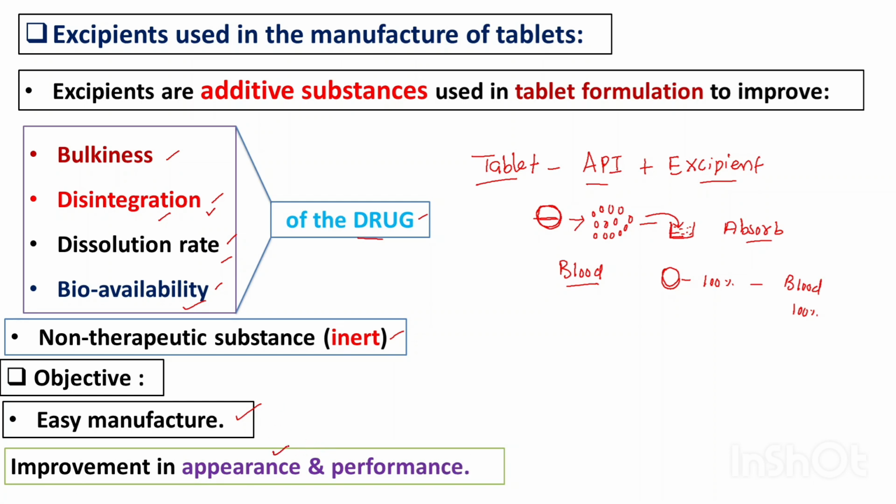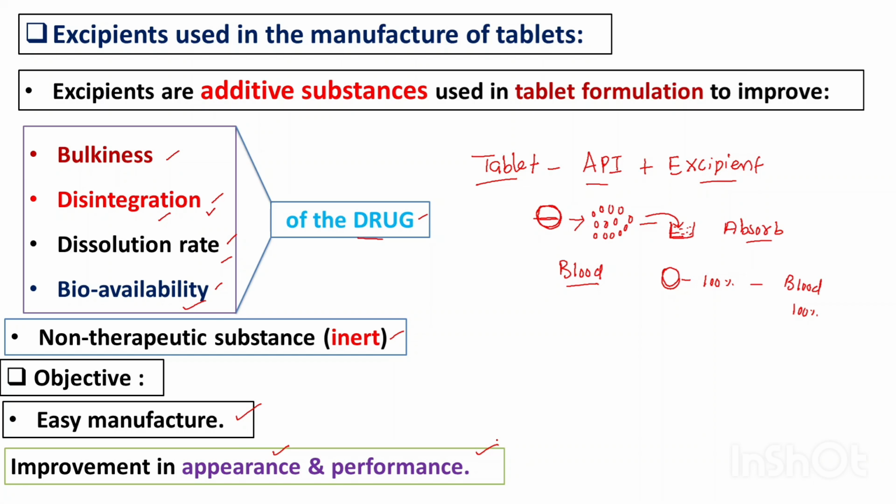Why is the appearance of a tablet necessary? Because in the case of a child, the appearance matters. Also, every patient should choose or accept the tablet by its appearance. The performance matters when, after taking the tablet, within a short period of time we get the better pharmacological action. Then the patient should be happy to take that tablet because the disease will be cured after the administration of that specific tablet dosage form.